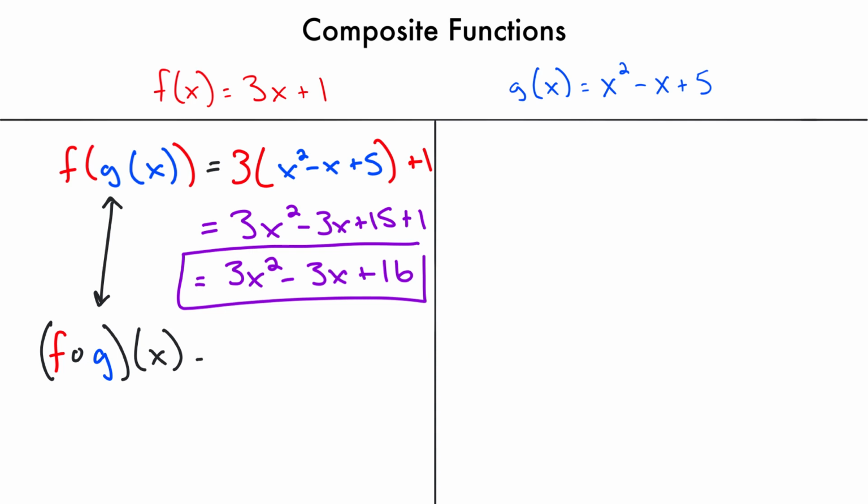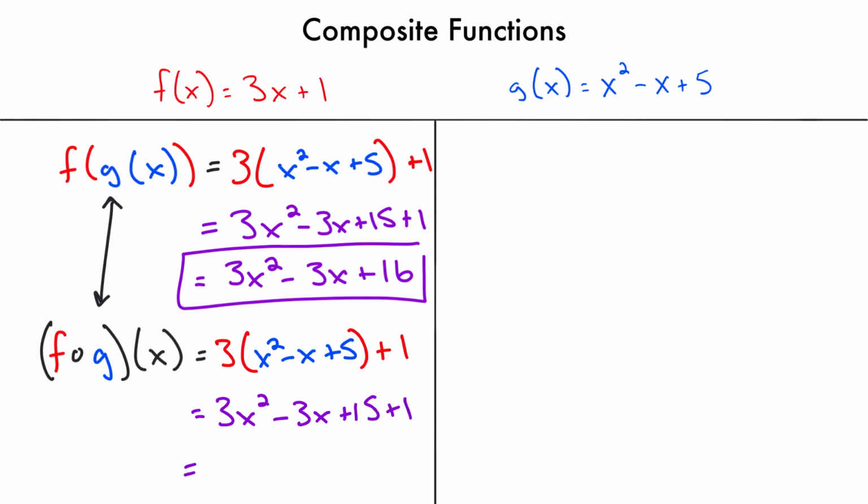So it will be equal to, I'm going to take the function g and plug it into the function f. So it is again going to be 3 times the quantity of x squared minus x plus 5, quantity plus 1, which is then going to be equal to, distribute the 3, and then combine the like terms, which are the constants at the very end, and that would be my answer.